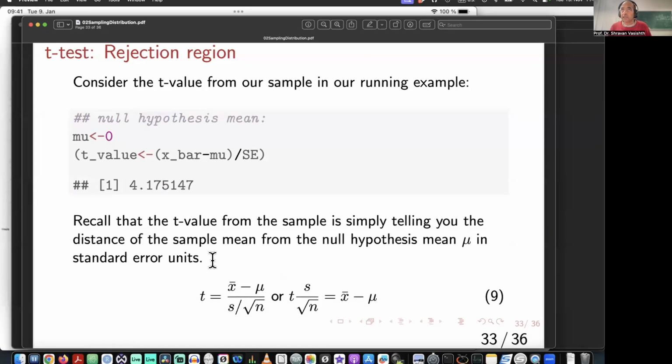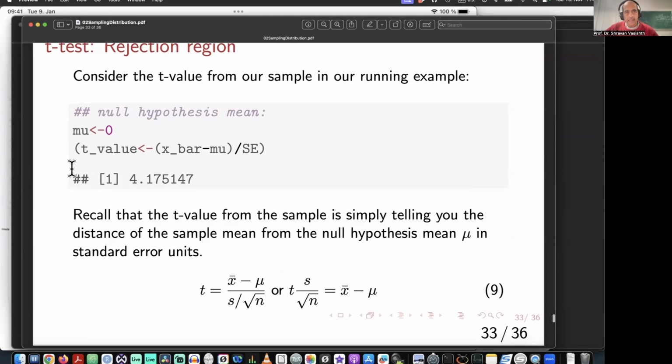So let's go back to our running example. I had a sample earlier that I had computed the sample mean from and estimated the standard error from. I have a null hypothesis, which is that mu is 0, right? And from this information, I can now compute the observed t-value, because it's x bar minus the hypothesized value of mu divided by the standard error. I get a value like 4.17.